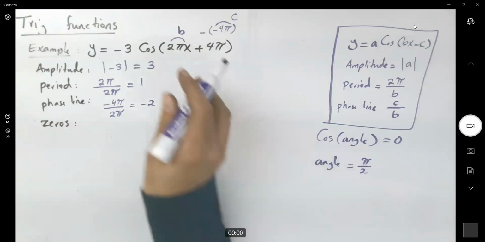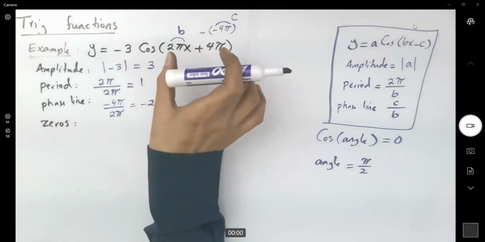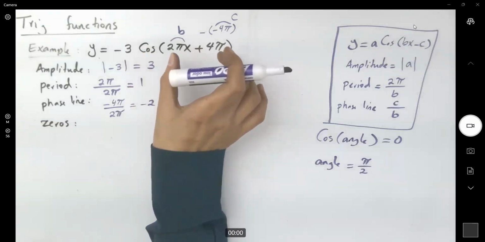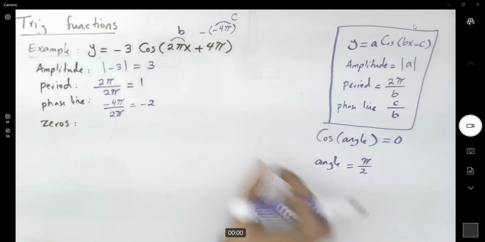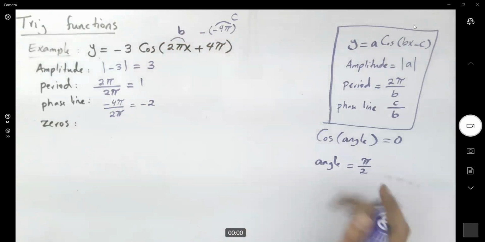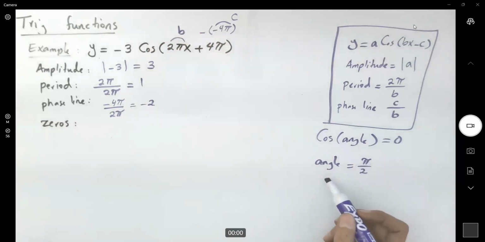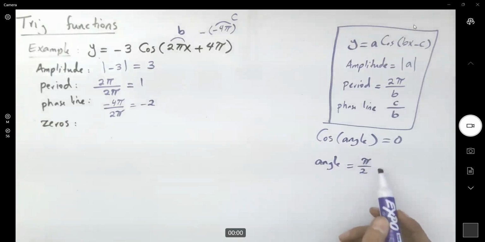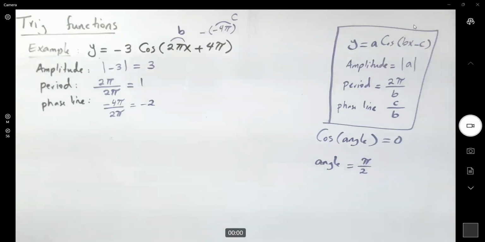So take a look at your question. The question says, hey, I have cosine of this angle, 2 pi x plus 4 pi. So the very first option that you have is to take this and set it equal to pi over 2. So again, cosine of angle is equal to 0. The very first thing that we learned using the unit circle was that cosine at pi over 2 is 0. So let us write it here.